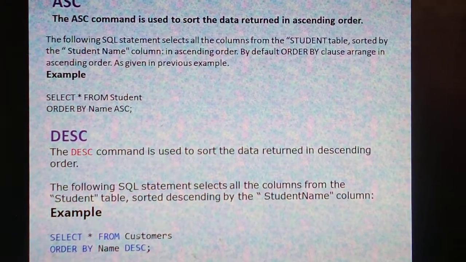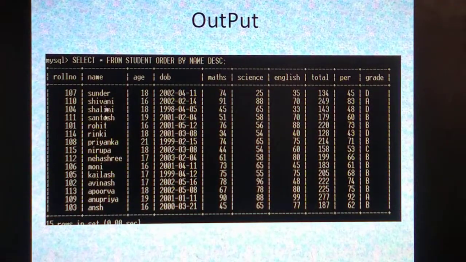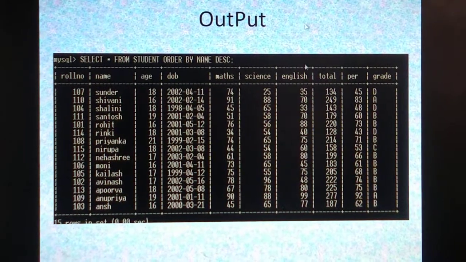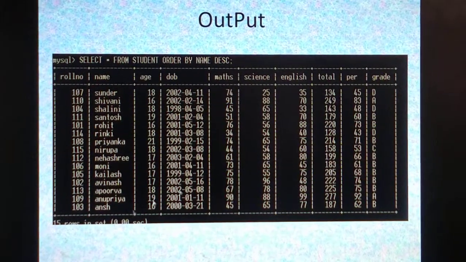It will display all the student names in descending order. You can see the output. It arranges all the records according to name in descending order.